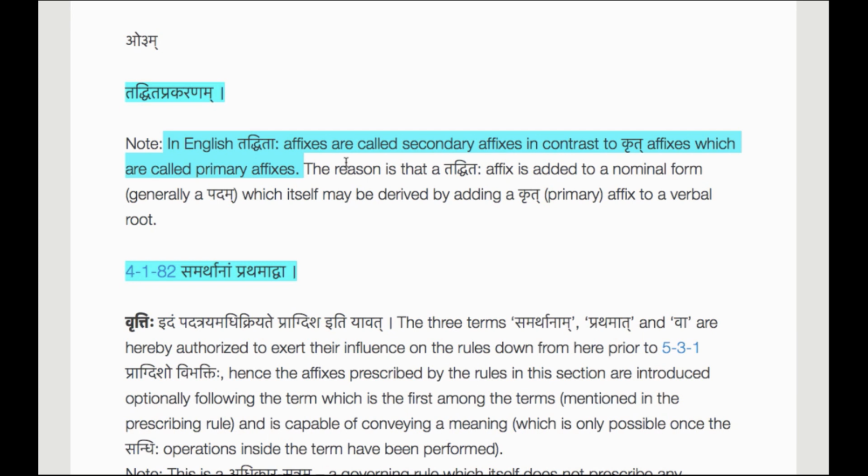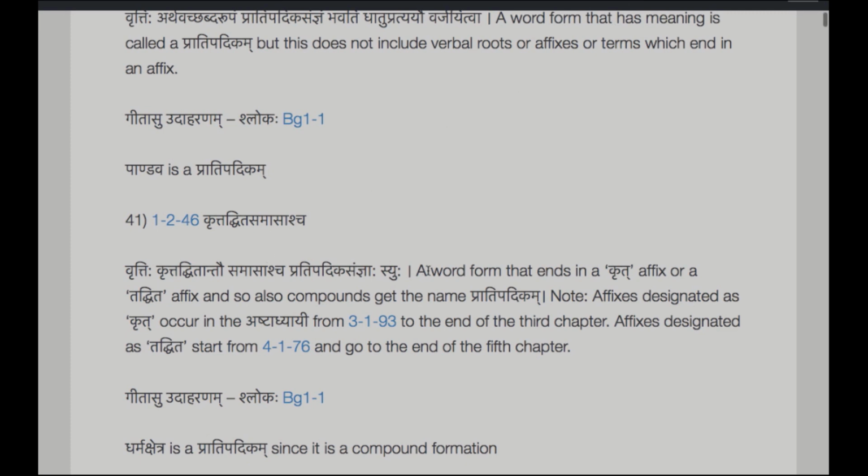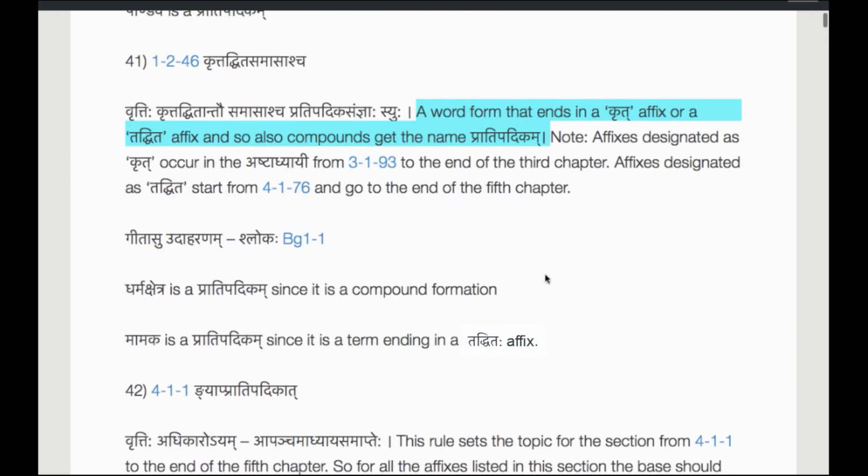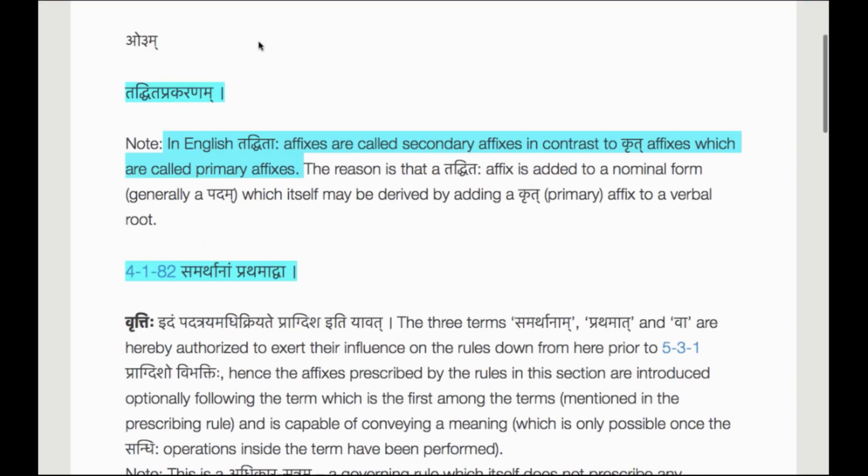Remember, as per 1246 Krit Tadhita Samasascha, a term which ends in a Krit affix gets the designation Pratipadikam. So do the compounds, and so does a term formed using a Tadhita affix. They all get the designation Pratipadikam. So for example, when you take verbal root muh, we take the Nishtha affix, which is a Krit affix, Kta, and get the form Mudha. Mudha, of course, means foolish or deluded. This is how we create a Pratipadikam using what is called a primary affix. Primary affixes meaning Krit affixes. Primary because they are added directly to a verbal root.